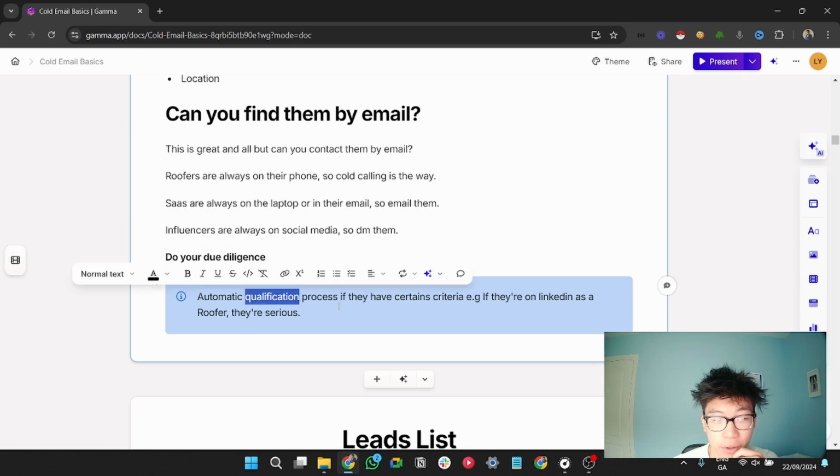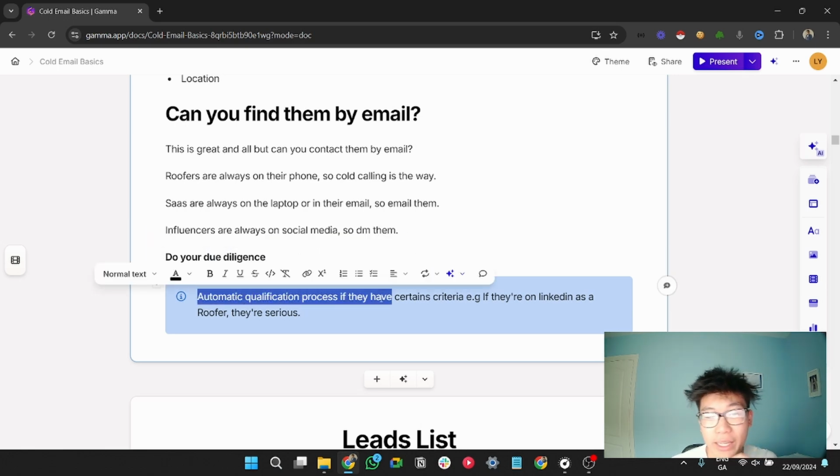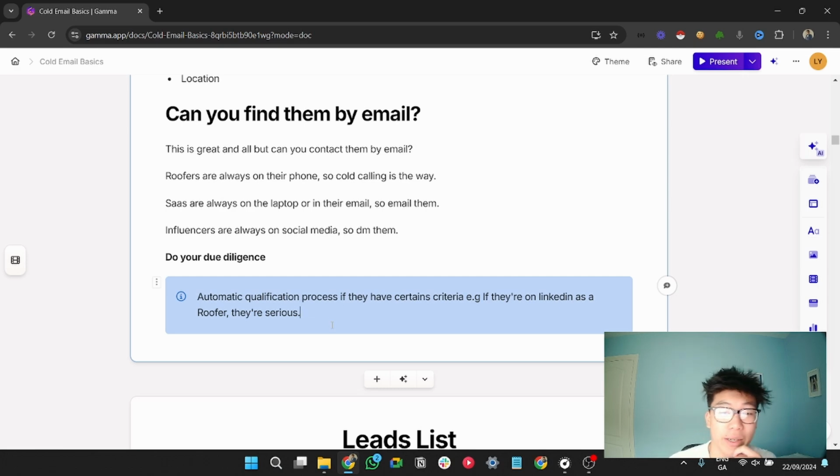Automatic qualification. This is an info one where there's an automatic qualification process if they have certain criteria. For example, if they're on LinkedIn as a roofer, they're serious. So that's a good way of knowing.